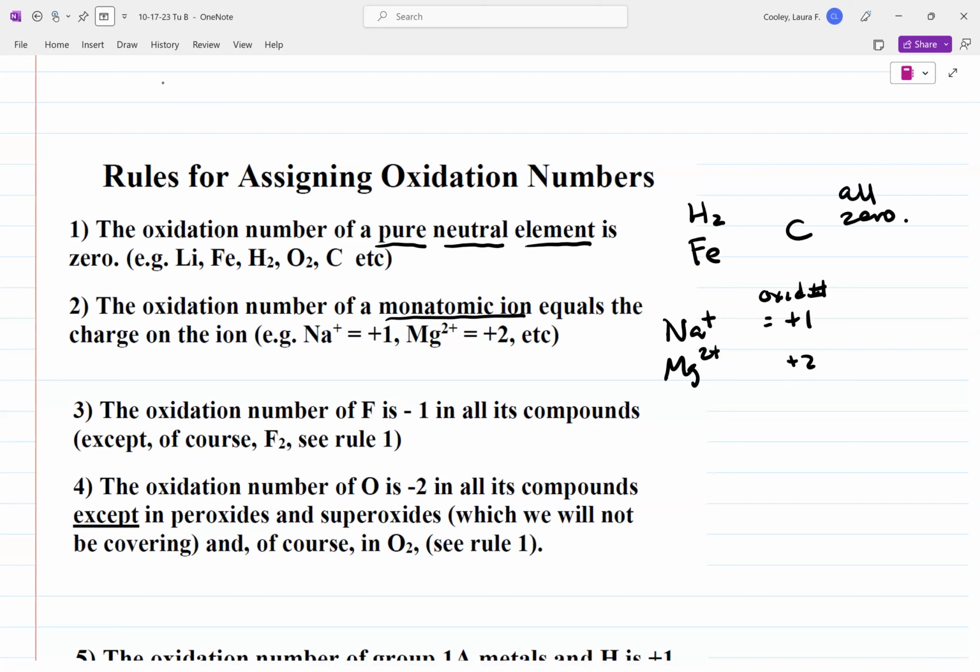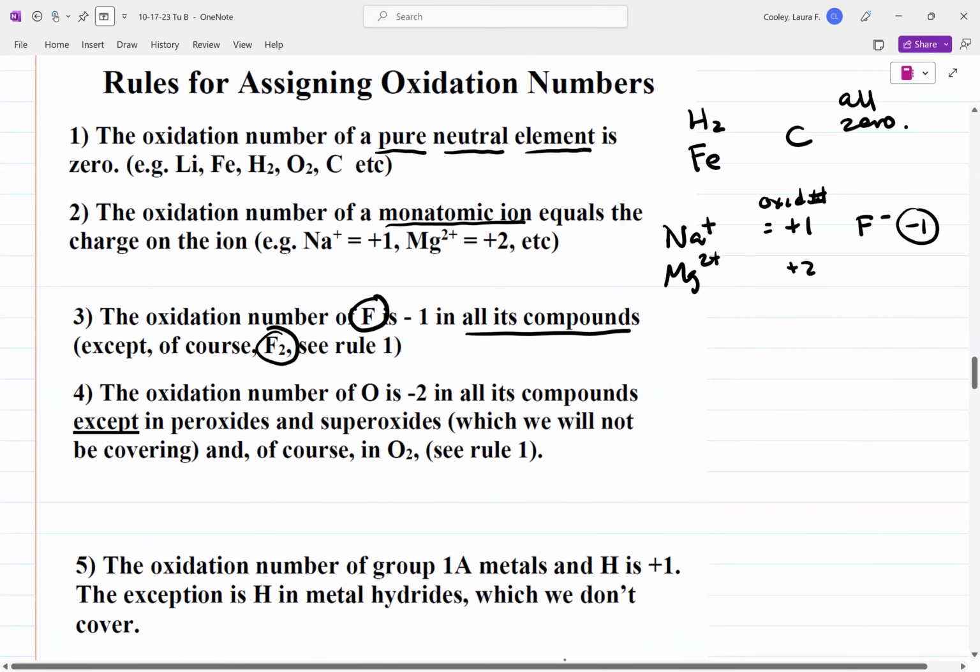Okay, we know that the oxidation number of the fluoride ion would be -1. So F minus has an oxidation number of -1. Fluorine in any compound is assigned the oxidation number of -1, except, of course, if it's F2, because that's the neutral element, and that would have an oxidation number of 0.